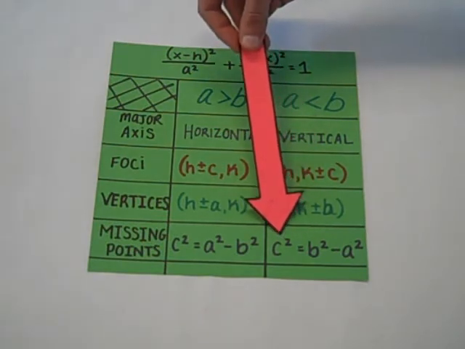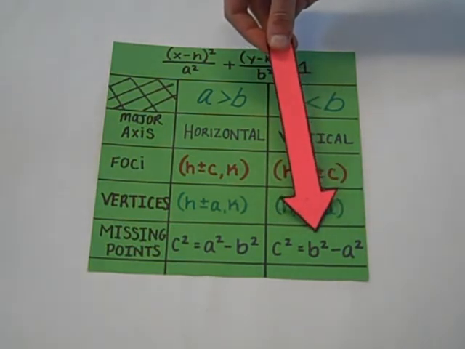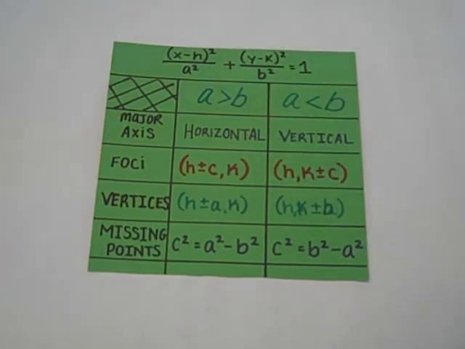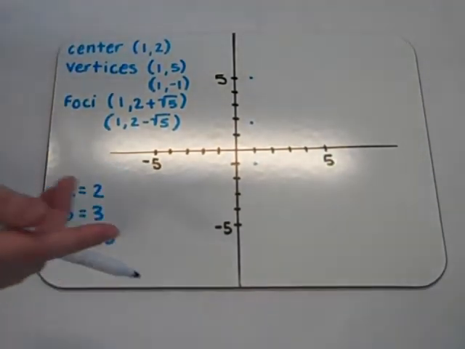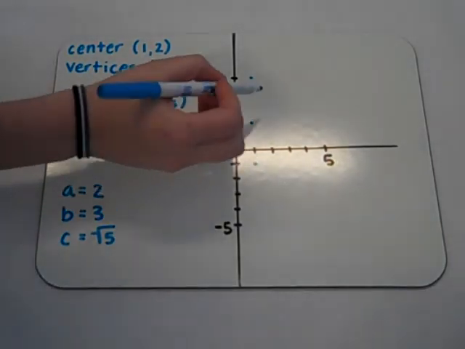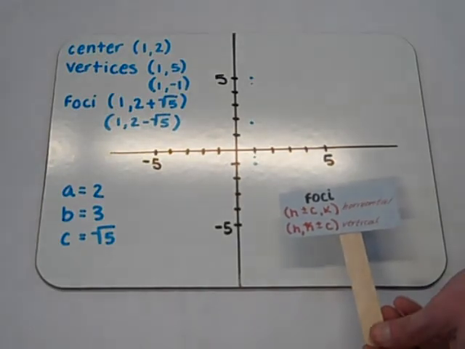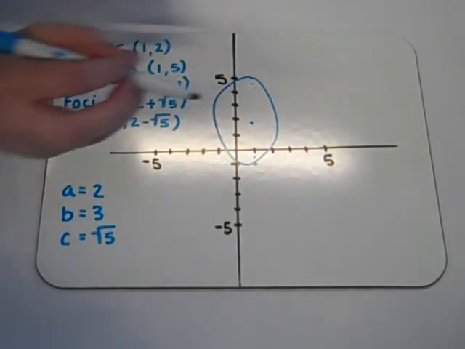The easiest way to find this value is using the equation c squared equals b squared minus a squared. Just replace the variables with what you already know. B squared equals 9 and a squared equals 4, and after subtracting them, you get 5. Take the square root of that, and the square root of 5 is c. This means that the foci are (1, 2 plus the square root of 5) and (1, 2 minus the square root of 5). And now we can graph my egg. Here's the center and the vertices, the foci, and the entire ellipse. The end.